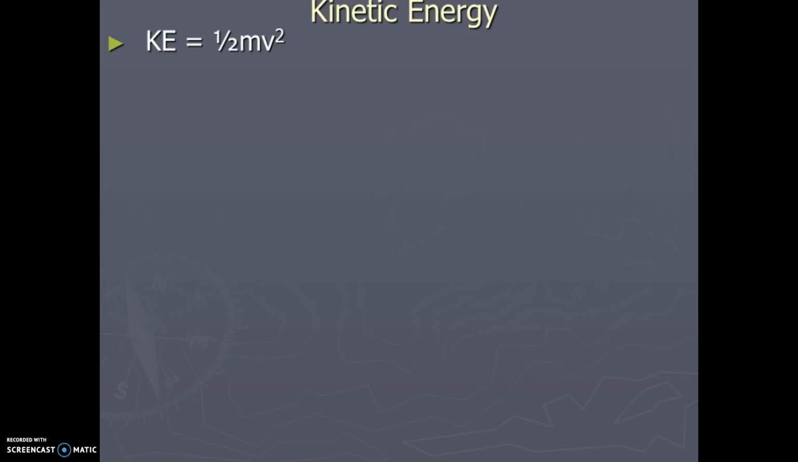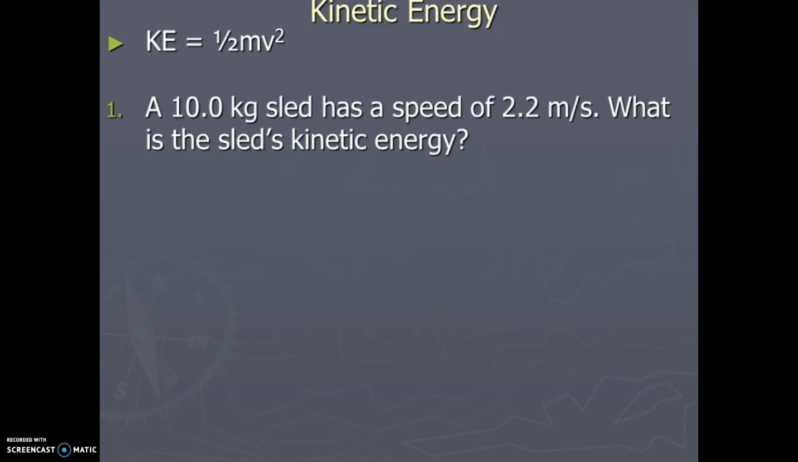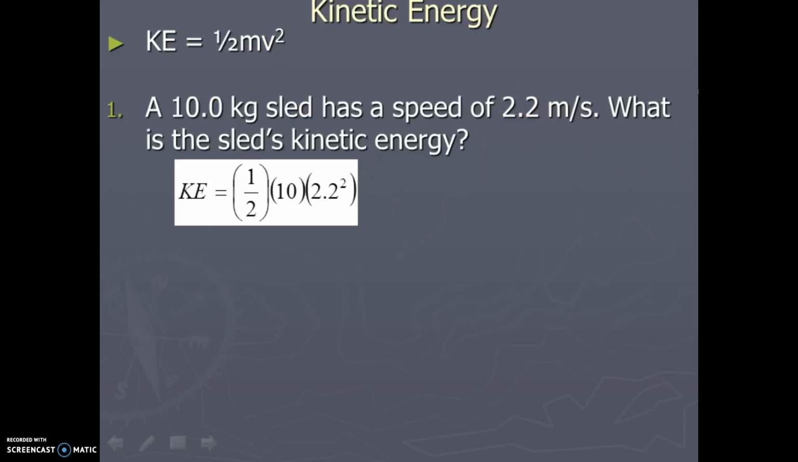Please copy down these examples in your notes. A 10-kilogram sled has a speed of 2.2 meters per second. What is the sled's kinetic energy? So this one's pretty easy. You just plug in 10 for the mass and 2.2 for the speed. So you end up doing 1/2 times 10 times 2.2 squared, and you get 24.2 joules. Notice that the units for energy are joules, same as they are for work.